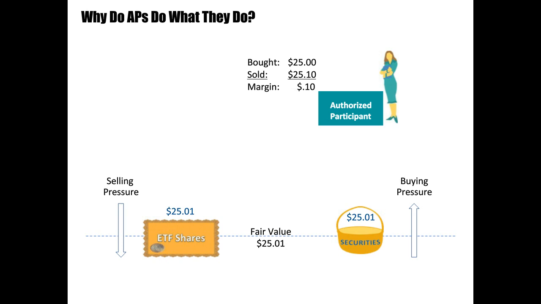In this example, they bought the ETF for $25, they sold it for $25.10, they make a 10-cent profit per share. The same thing, of course, happens in reverse.